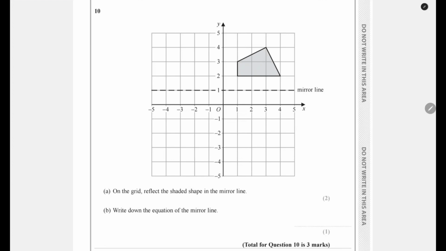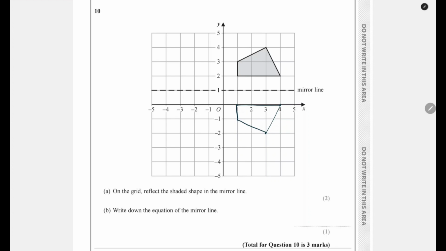Question 10 says, on the grid, reflect the shaded shape in the mirror line. So the best way to tackle this is to find out how far away each point is from the mirror line. So this point here is 1, so it's going to be down here. This point here is 1, 2, 3, so it's going to be 1, 2, 3 here. This point here is 1, 2, so it's going to be 1, 2 here. And then this point here is just 1, so this point is going to be here. And so if we join up the lines, the reflected shape looks like that.